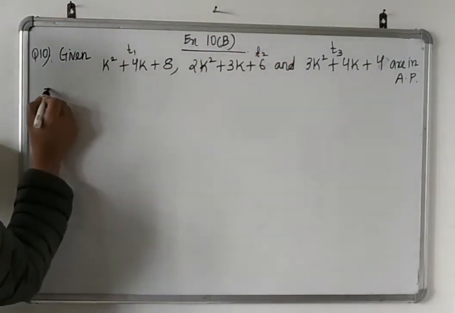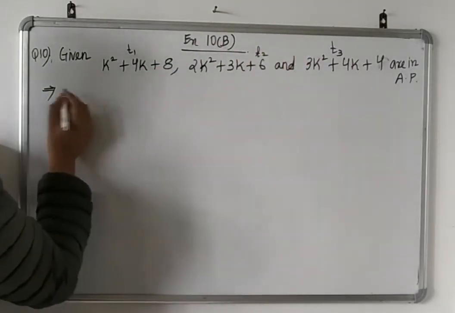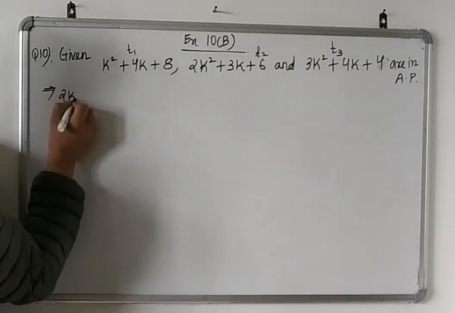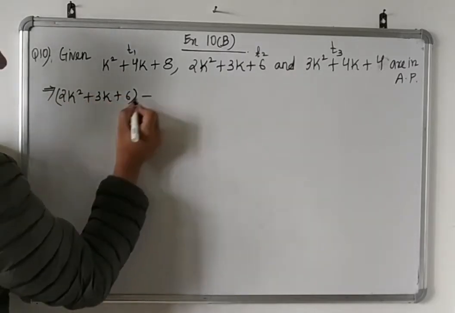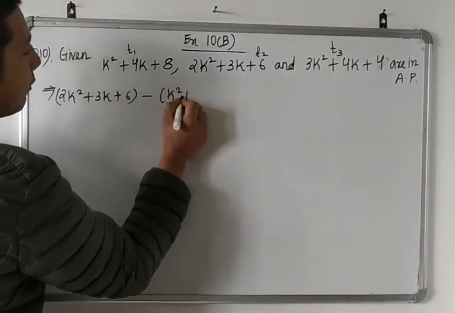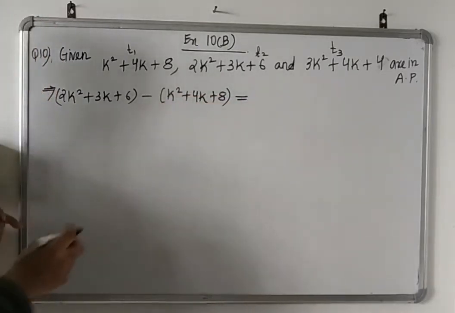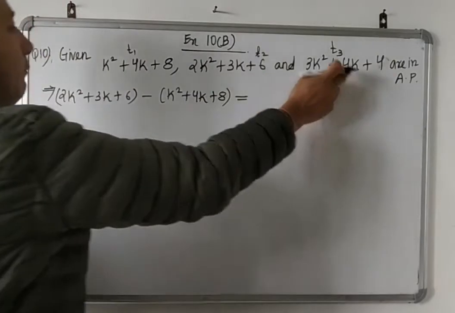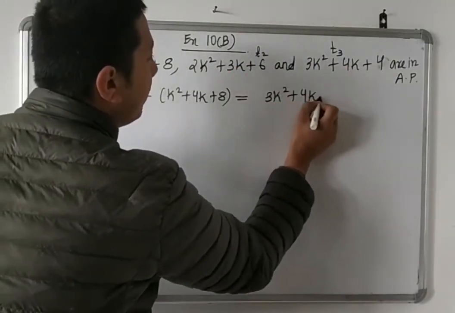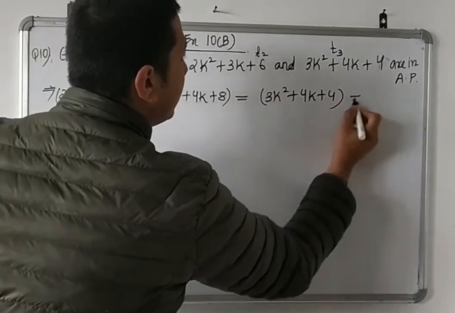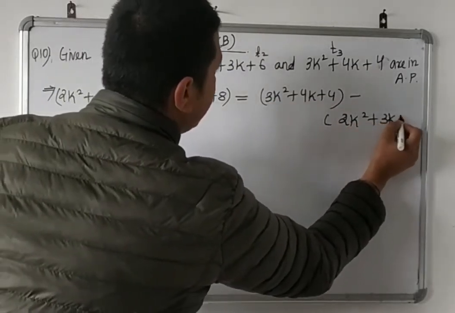Okay, so therefore we will be getting, according to the question, they are in AP, therefore this implies (2k square plus 3k plus 6), put inside the bracket, minus (k square plus 4k plus 8) should be equals to, okay, third term minus second term, (3k square plus 4k plus 4) minus (2k square plus 3k plus 6).